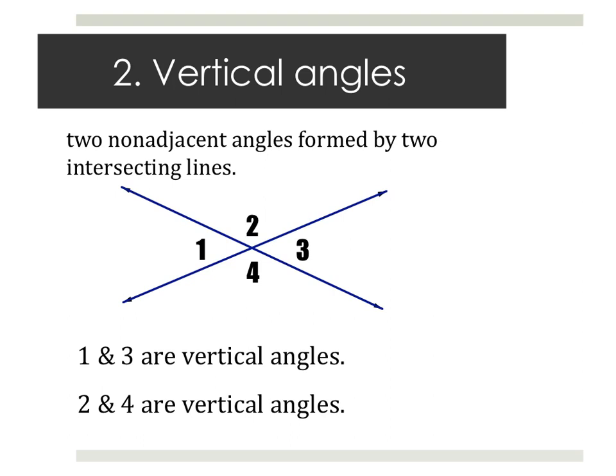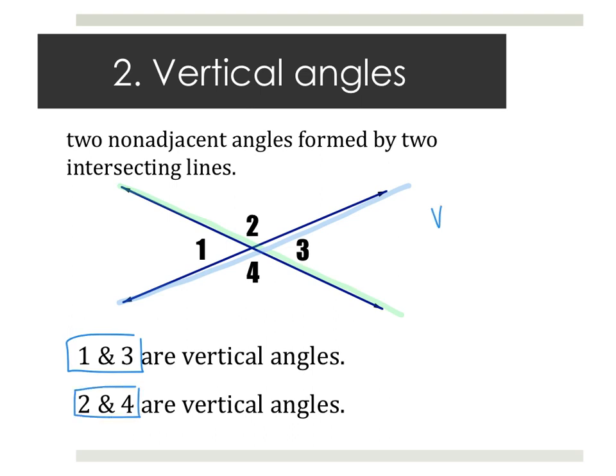Okay, the next one is going to be vertical angles. So vertical angles are 2 non-adjacent angles, so they're not next to each other, that are formed by intersecting lines. So here in this picture, we have this line and we have this line. The vertical angles then are the non-adjacent ones. So here, 1 and 3, these are vertical angles. 2 and 4 are also vertical angles.